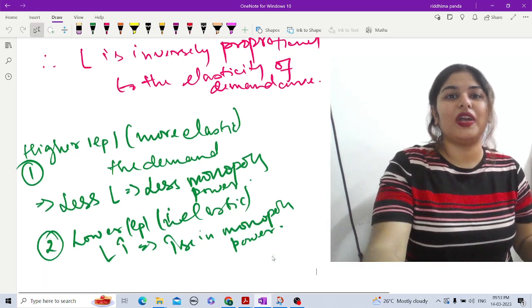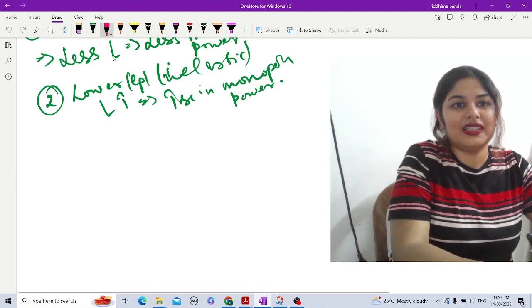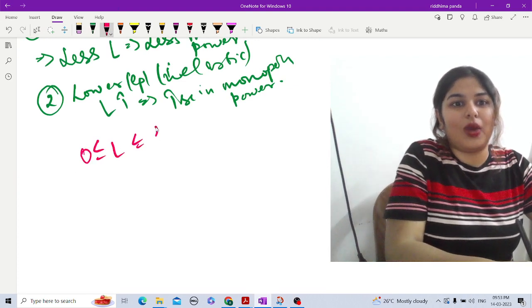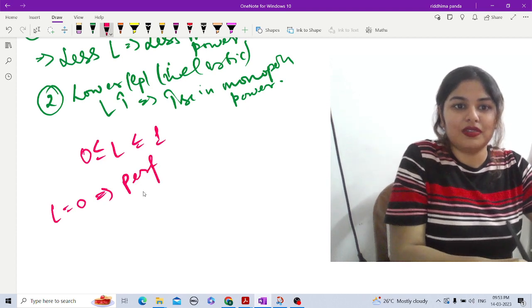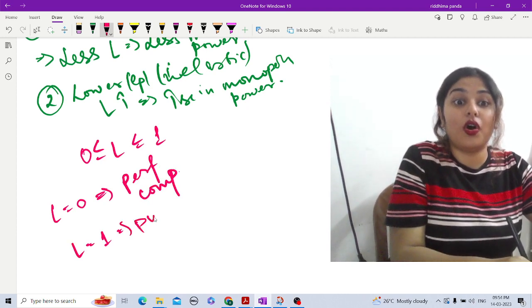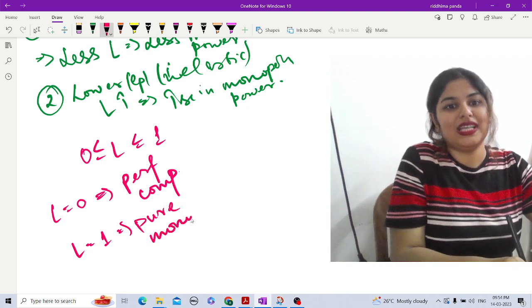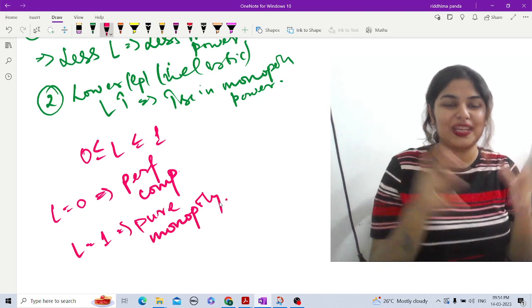Now one last point: the value of L lies between 0 and 1. L = 0 means perfect competition, and L = 1 means pure monopoly. These are the points that you should know and mention if this type of question is asked.